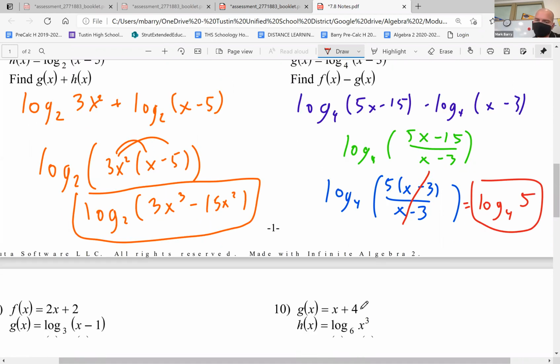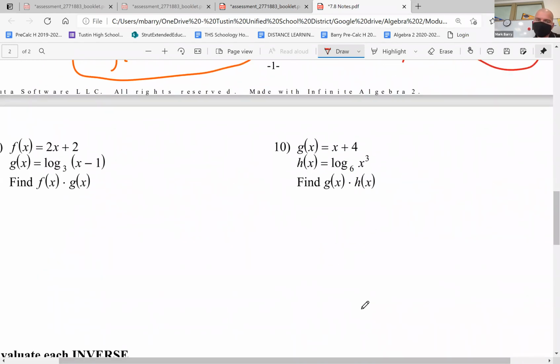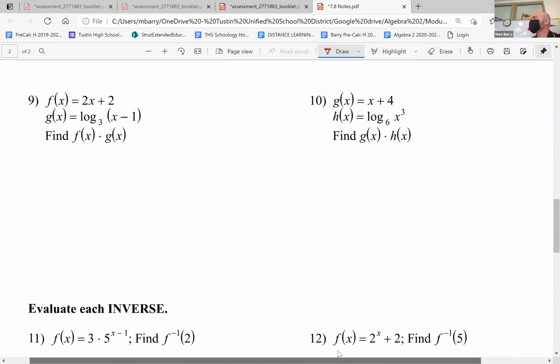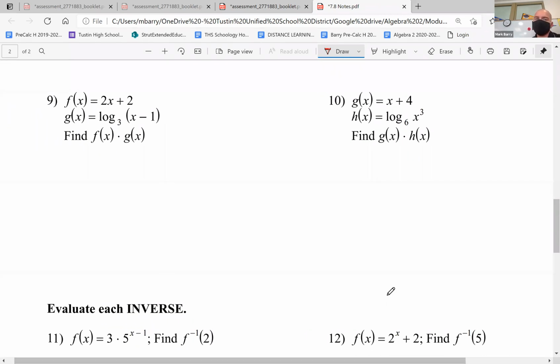All right. Let's see what we got next on numbers 9 and 10. So number 9, this one's saying to multiply these two together.